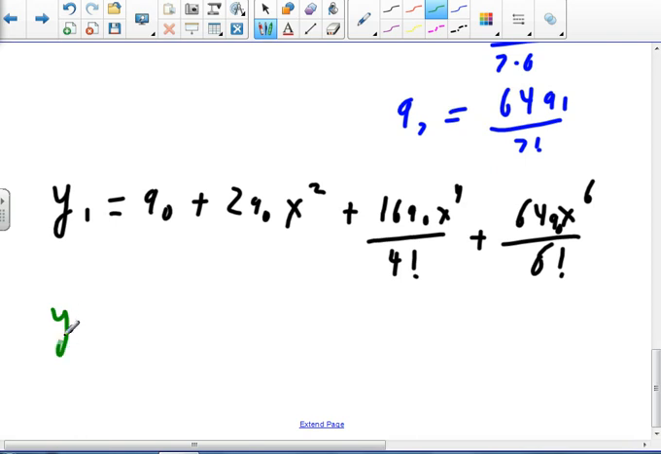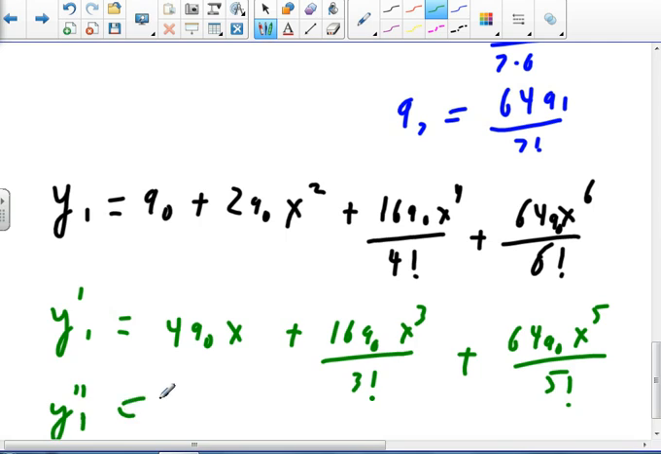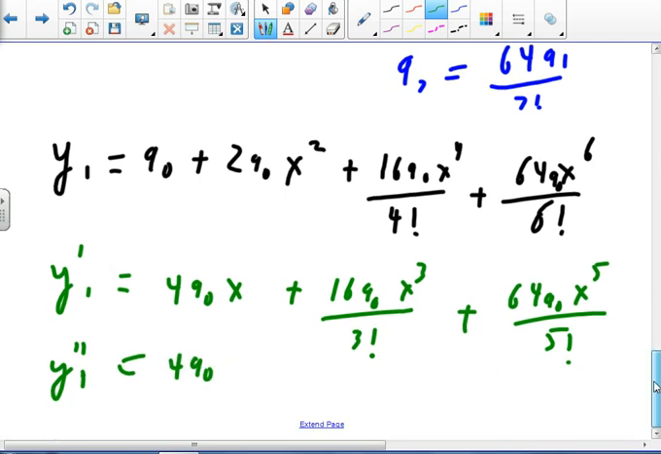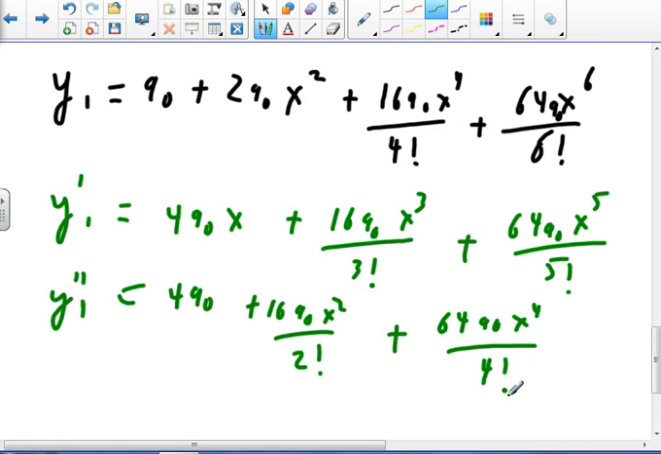We're going to check our work. y1 prime, he goes away, 4a0x plus 16a0x cubed over 3 factorial plus 64a0x to the 5th over 5 factorial. y1 double prime, 4a0 plus 16a0x squared over 2 factorial plus 64a0x to the 4th over 4 factorial. And what do I want?